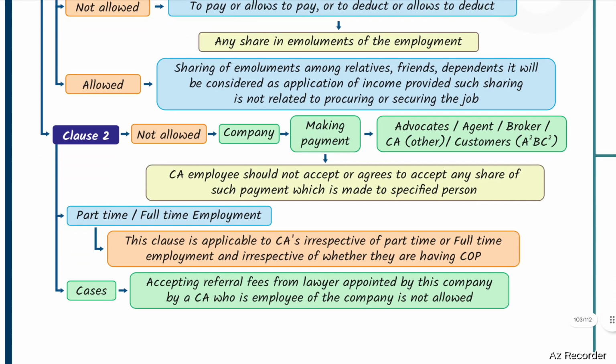Clause number 2, what is not allowed? There is a company which is making payment to advocates, agents, brokers, other CAs, or customers. A CA employee should not accept or agree to accept any share of such payment made to specified persons. This clause is applicable to CAs irrespective of part-time or full-time employment and irrespective of whether they have a COP, certificate of practice. Case: accepting referral fees from a lawyer appointed by the company, by a CA who is an employee of the company, is not allowed.